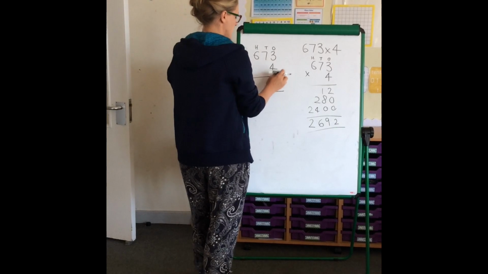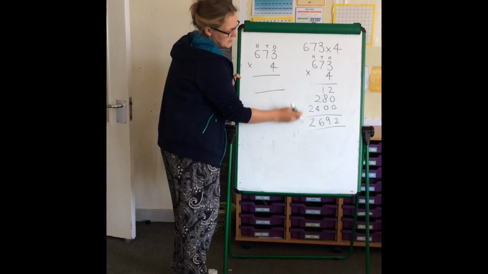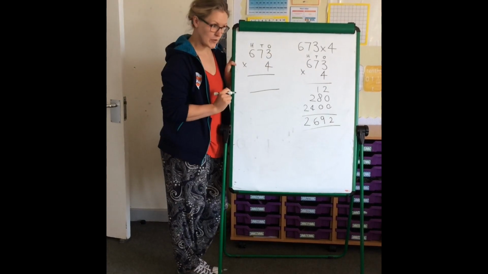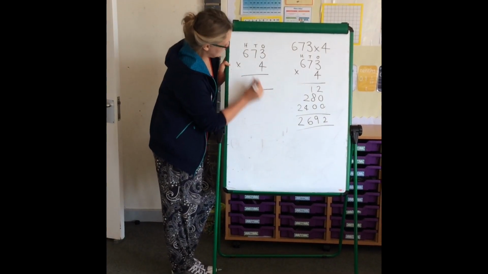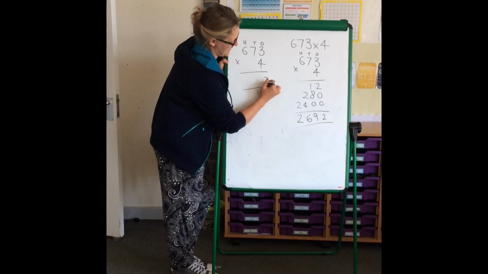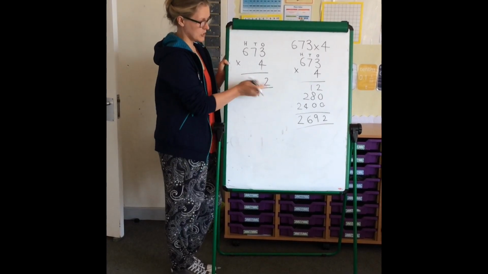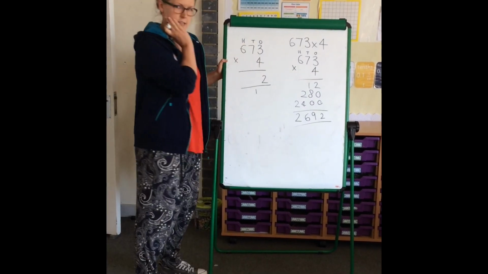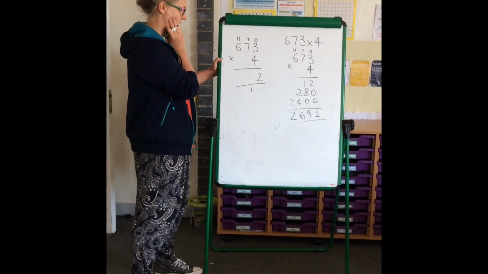So I have got 3 times 4. Now I'm not going to expand it, it's going to stay really short. Okay, so 3 times 4. I'm going to have my 12. Now because this is tens, it goes there. Okay, so 12, 10 and 2 make 12. Okay, now see if you can say to someone near you what you need to do next.